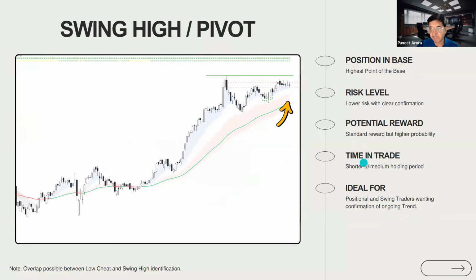The time in trade will be shorter compared to the low cheat or the cheat based setups, and it is ideal for positional and swing traders who want confirmation of a stronger uptrend. So in our Pro Setups dashboard we break down the stocks that are nearing the breakout levels in these three categories: low cheat, cheat, and swing high.